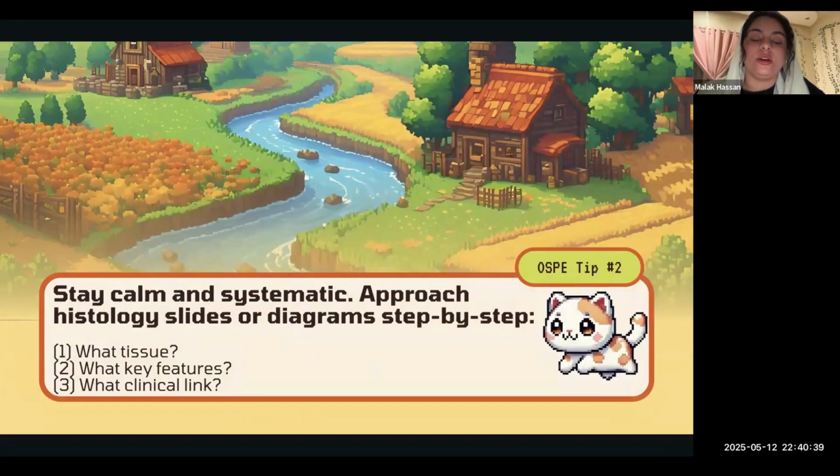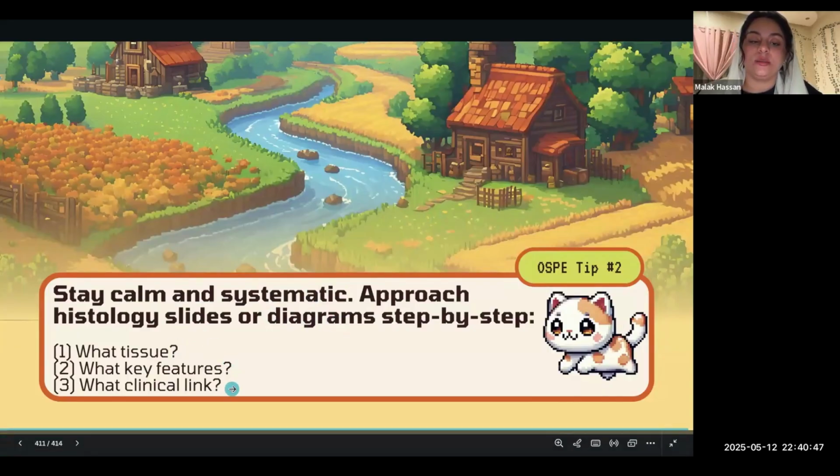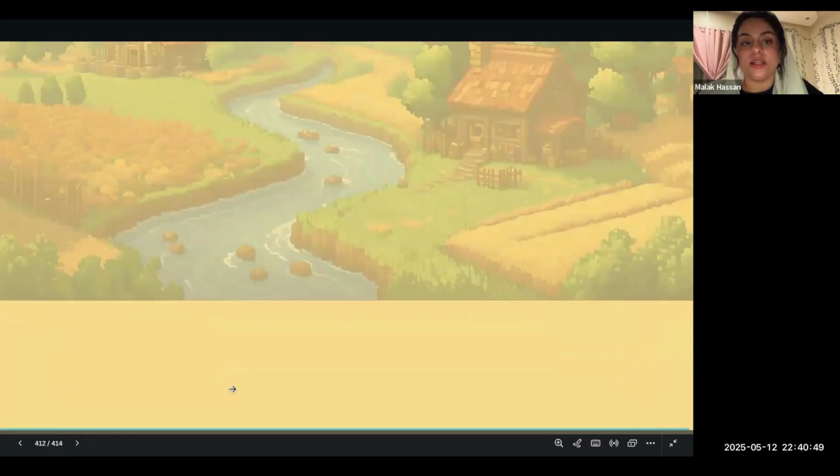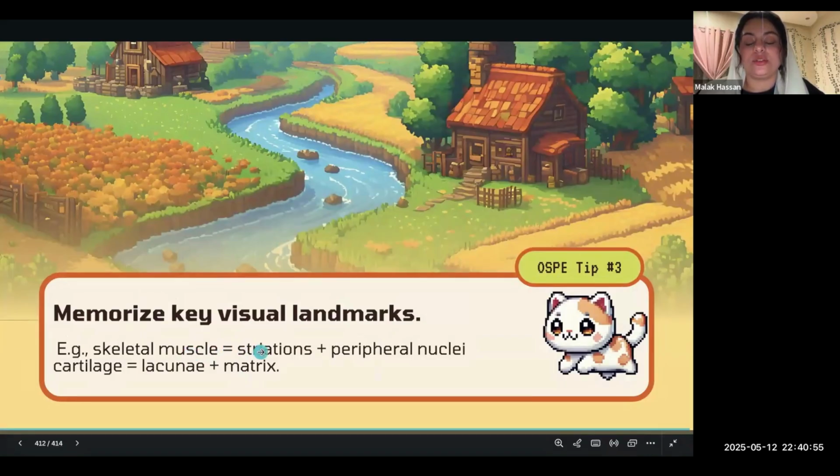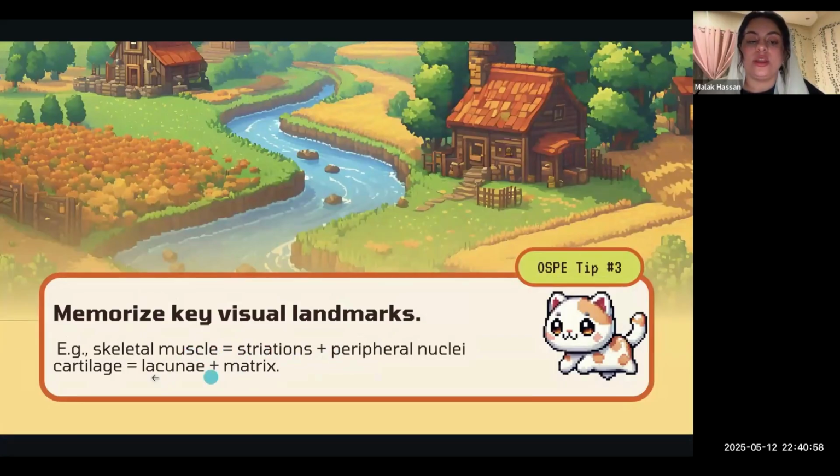And you need to be calm and systematic. So you approach the histology slide or diagram step by step: what tissue, what key features, and what's the clinical link. And finally, you memorize key visual landmarks. For example, skeletal muscle has striations and peripheral nuclei, and cartilage has lacunae and matrix.